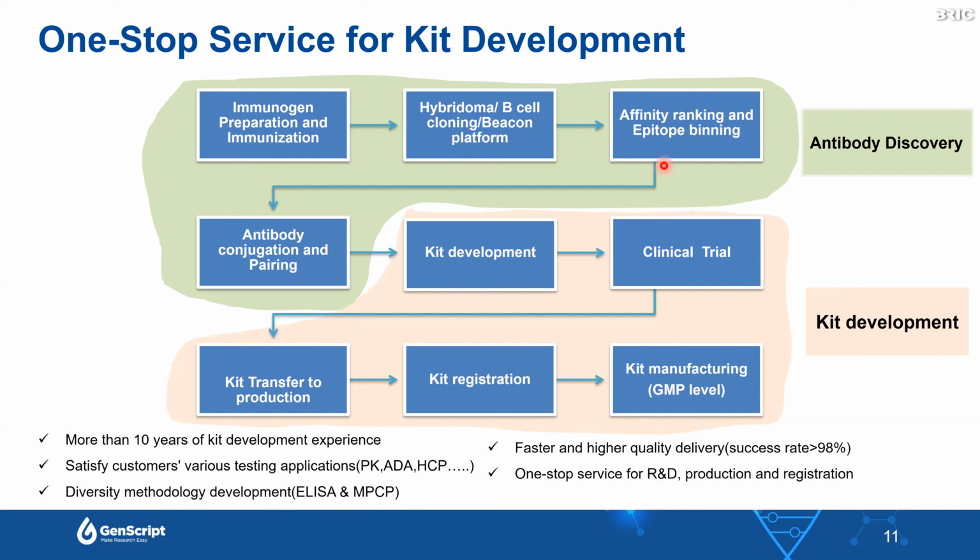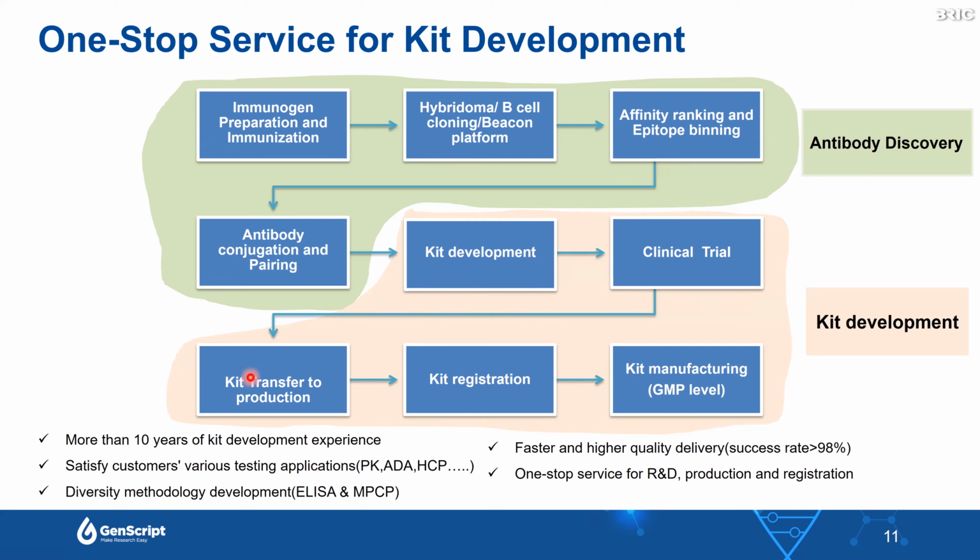When the antibodies are generated, we will perform an affinity ranking, epitope binning, and pairings to characterize the antibody leads that ultimately we will start the kit development. In the kit development part, we are able to start from the R&D kit development stage, further down to the clinical trial sample tests on the ELISA kits that we develop.